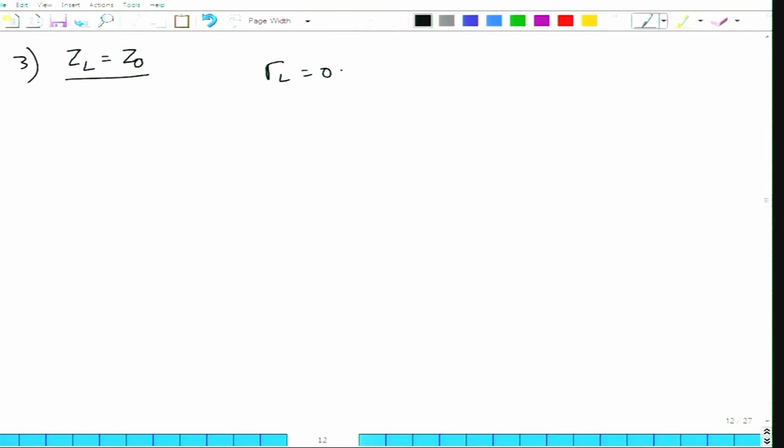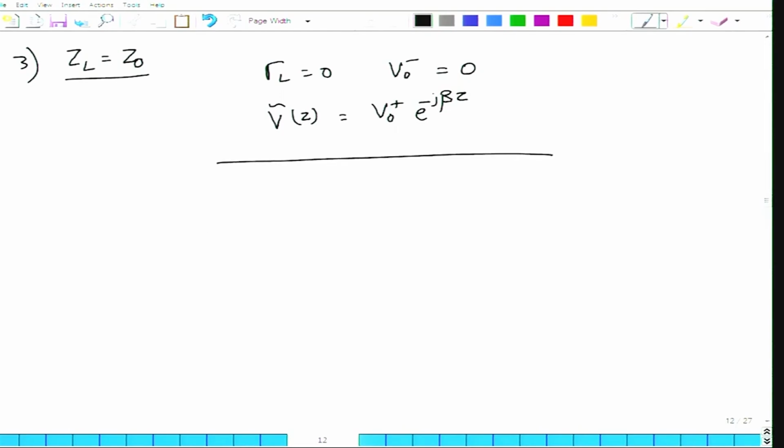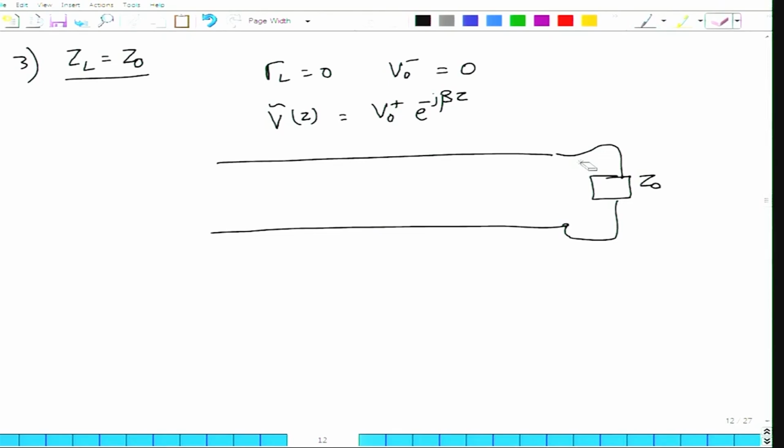So, gamma L equal to 0 simply implies V0 minus is equal to 0, which means there is absolutely no reflected wave, and the voltage phasor is given by V0 plus e power minus j beta z. If I plot the magnitude, what would happen? This is something interesting. Now again I am going to terminate this one by Z0, and if you look at the magnitude, it will be a constant V0 plus. That is kind of surprising.